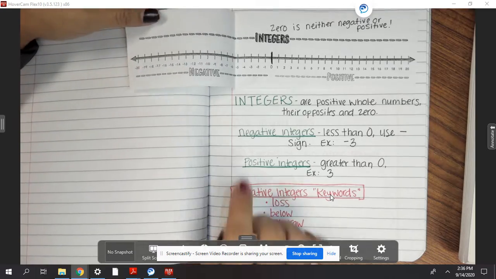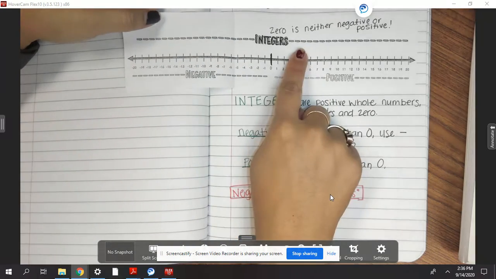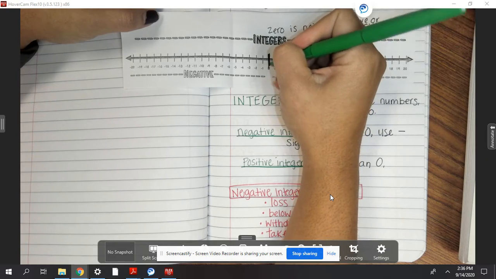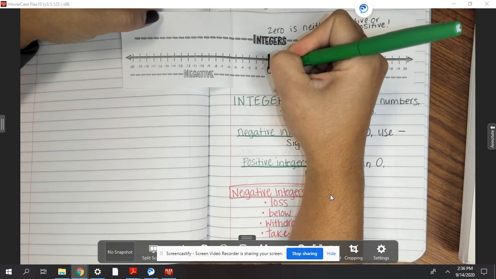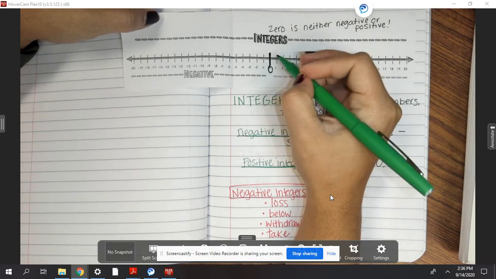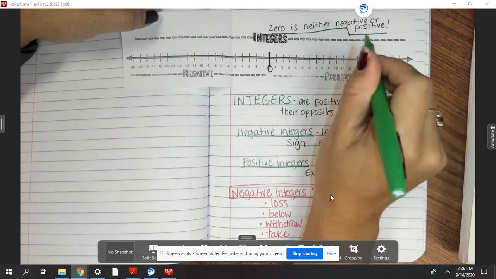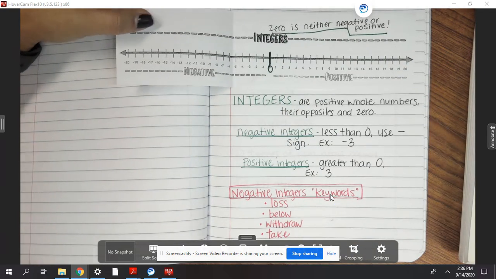So the first one is our number line that includes integers. One thing I want you guys to notice is 0. Okay, 0. I'm just going to go right here. Super important. 0 is neither negative nor positive. So that's really important information that you need to know.